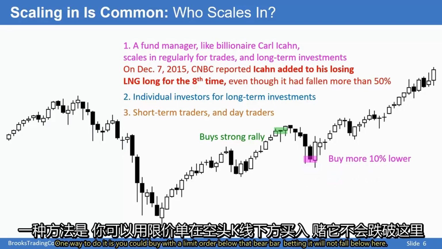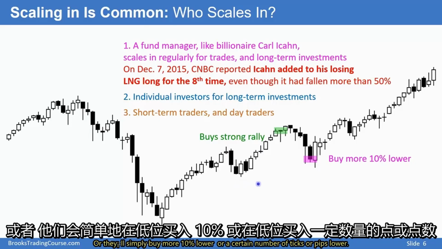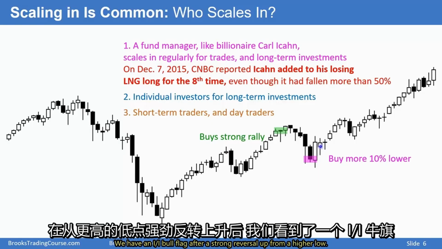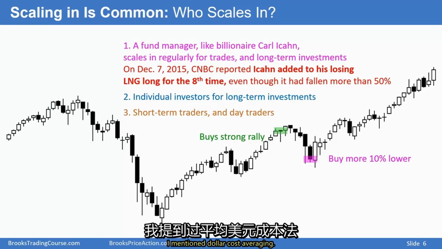One way to do it is you could buy with a limit order below that bear bar, betting it will not fall below here, or they'll simply buy more 10% lower, or a certain number of ticks or pips lower. Or they'll also buy on the reversal up. We have an II bull flag after a strong reversal up from a higher low.